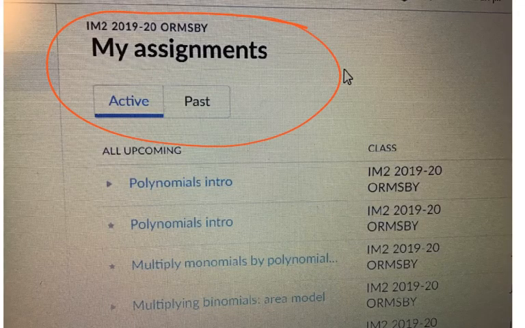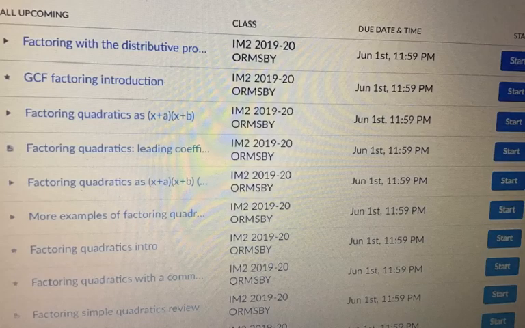Now, this one's for IM2. But if you're an IM3, you have a different set of assigned problems. I'm going to stick with IM2 for now. The thing I want to make sure you understand is that on this main screen, every time you see one of these arrows, those are videos. There's lots of videos in there.